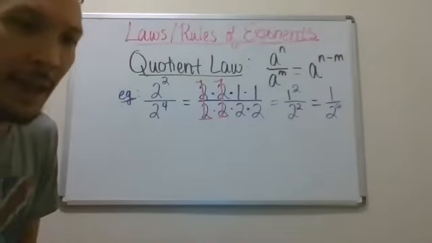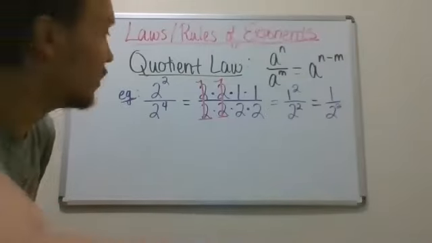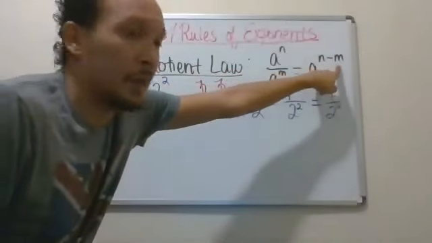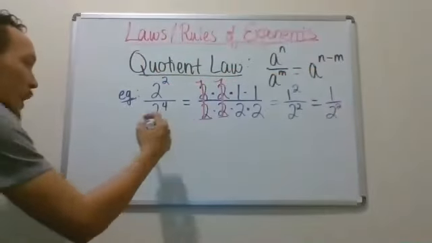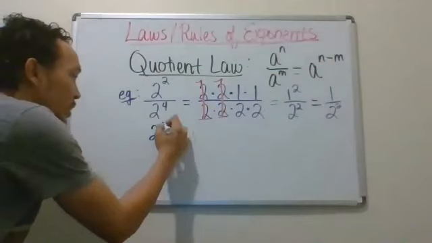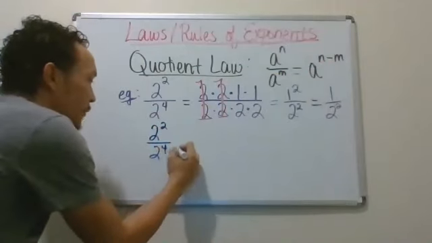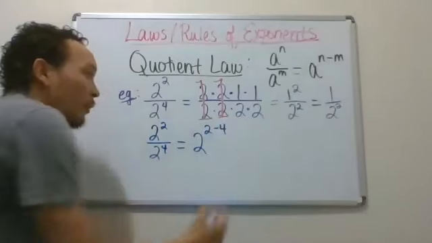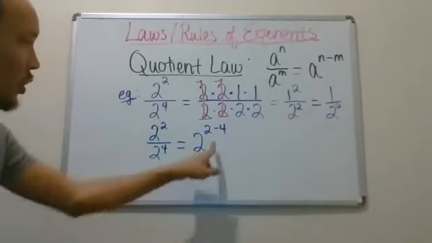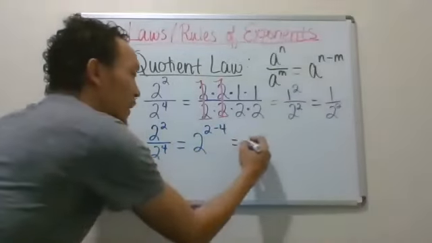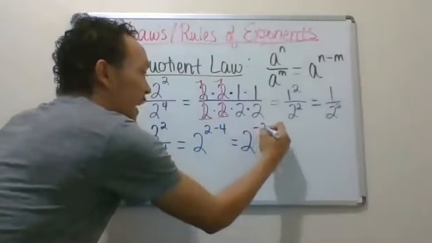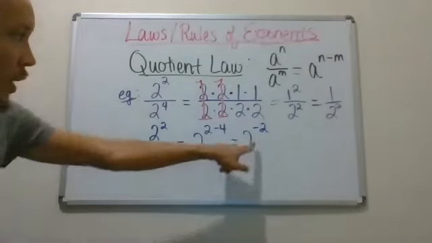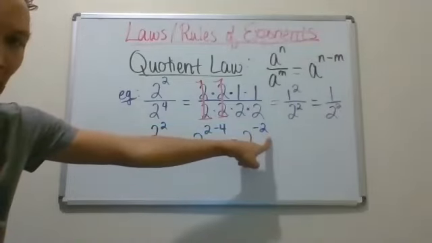Now let's look at the quotient law itself. What it tells us to do is subtract the numbers. So 2 squared divided by 2 to the 4th is equal to 2 to the 2nd minus 4. And 2 minus 4 is going to give me a value of -2. Well, what do we do when we have a negative exponent?